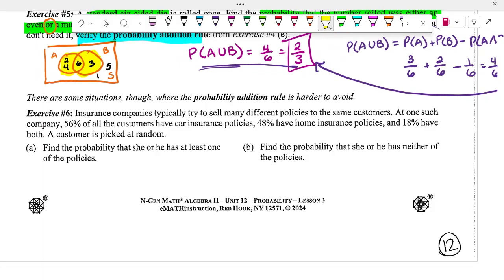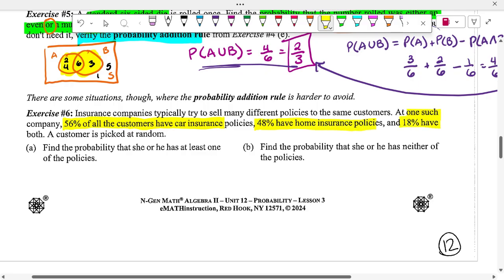Okay, so anyway, one such company: 56% of all customers have car insurance policies, 48% have home insurance policies, and 18% have both. The keyword here is that this 56% represents all customers, meaning the intersection is included. Same thing with the 48%. So when they ask us in the next question to find the probability that she or he has at least one of the policies, that's definitely a union. The keywords at least one mean or.